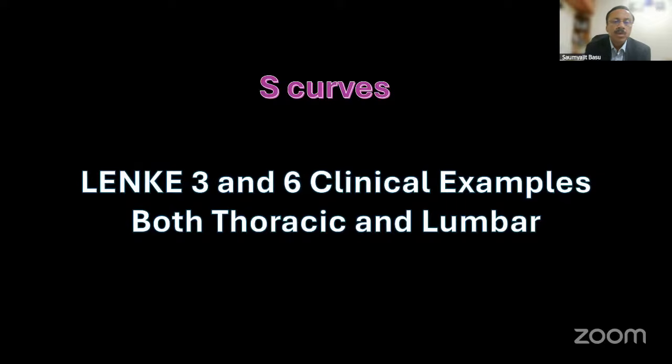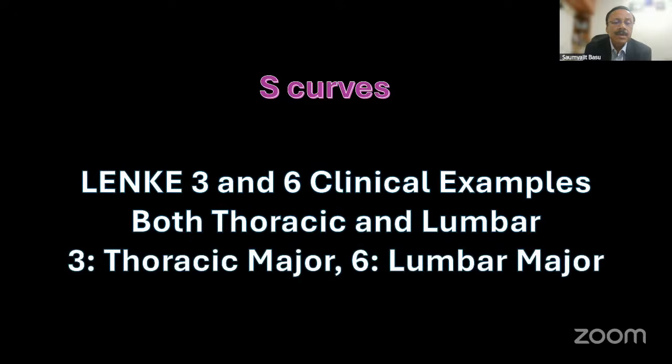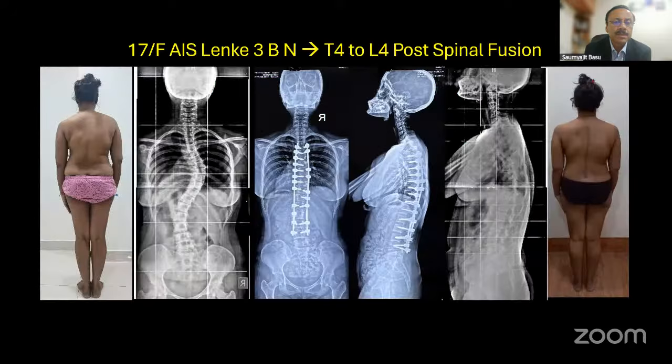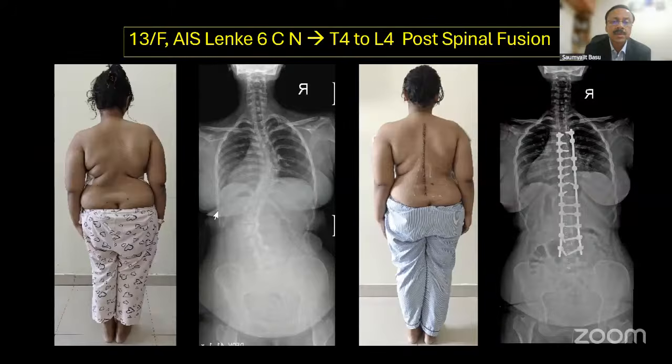Now from C curves, we go on to S curves, Lenke type 3 and 6 clinical examples, both thoracic and lumbar. And you can see that type 3 is when the thoracic curve is more and type 6 is when the lumbar curve is more. Let me give you a couple of examples. This is a 3BN curve in which we fused up to L4. We took out both the curves in the fusion mass, preoperative and postoperative X-rays and clinical pictures.